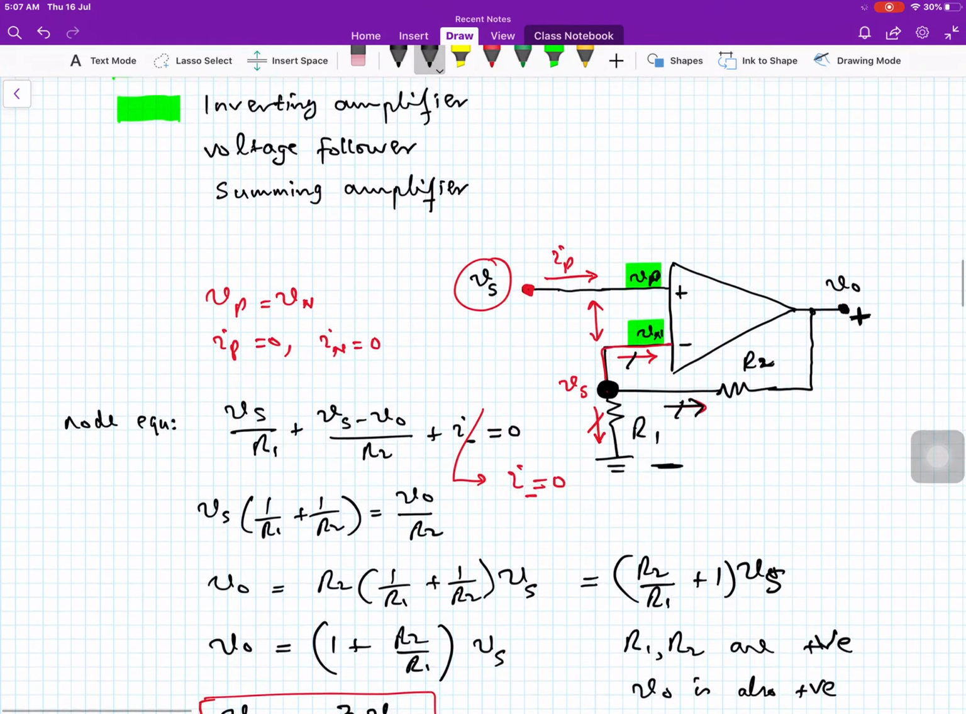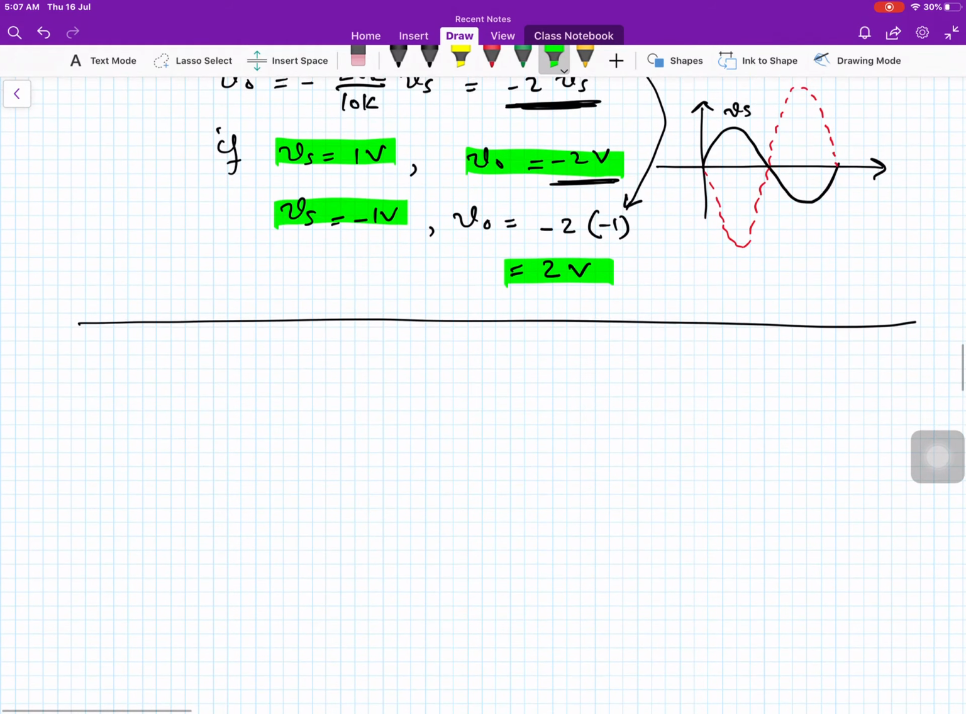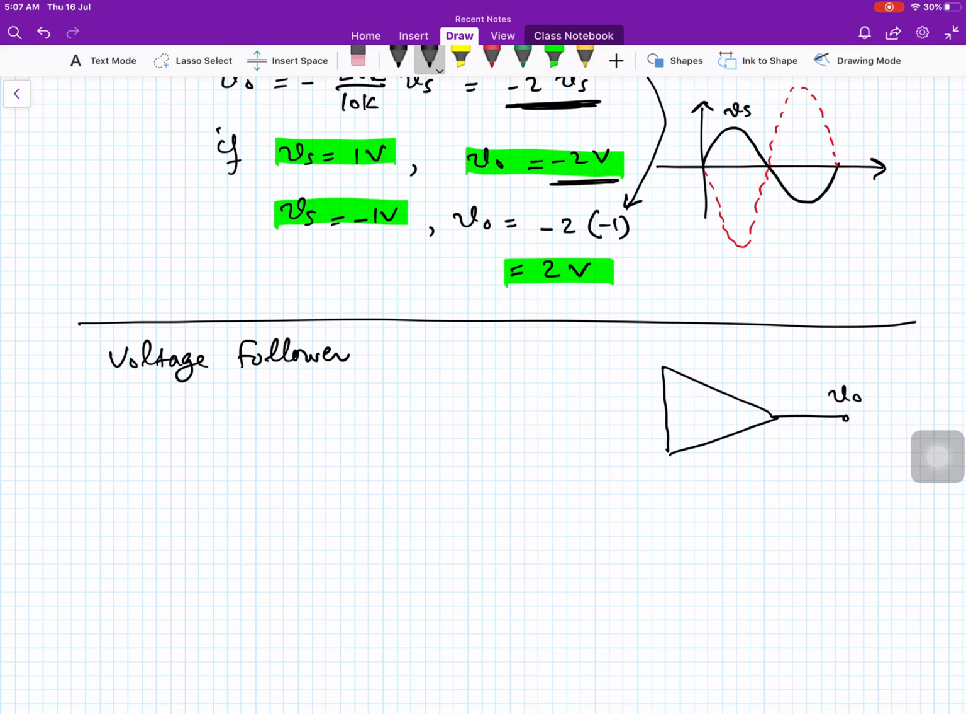Now, next example, the voltage follower. In the voltage follower, we use an operational amplifier as shown over here. We apply the input voltage or signal at the non-inverting input, and the inverting input is connected to the output. This is a very simple circuit, but it may create some confusion.